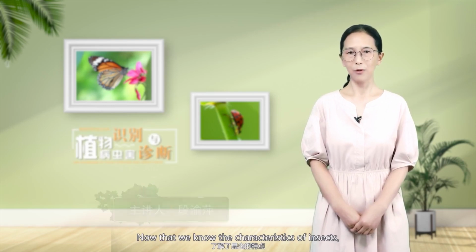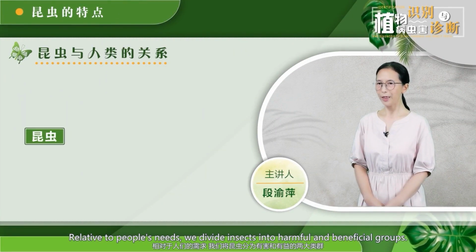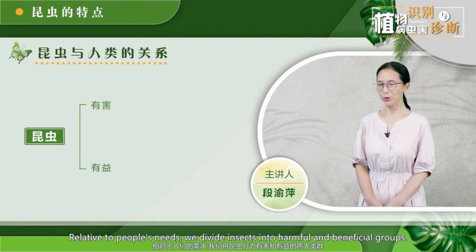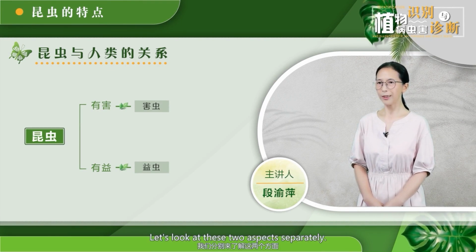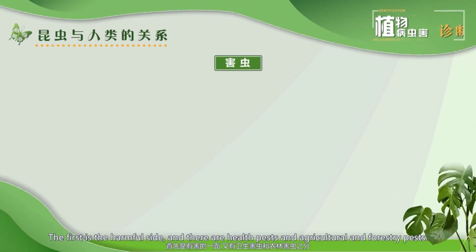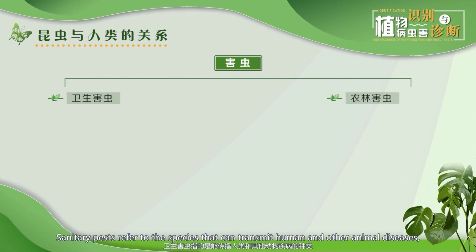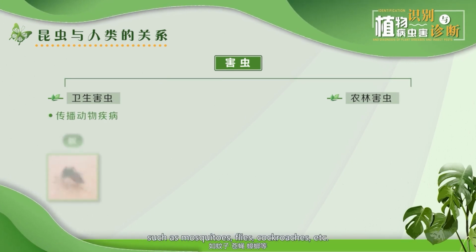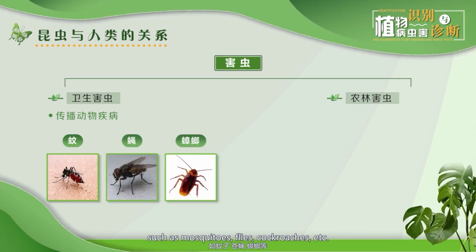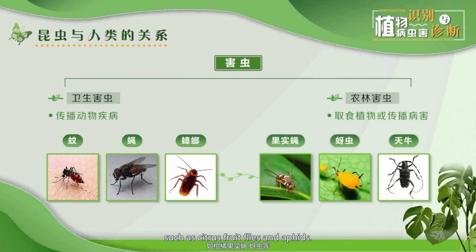Now that we know the characteristics of insects, let's look at how they relate to humans. Relative to people's needs, we divide insects into harmful and beneficial groups. That is, pests and beneficial insects. Let's look at these two aspects separately. The first is the harmful side, and there are health pests and agricultural and forestry pests. Sanitary pests refer to the species that can transmit human and other animal diseases, such as mosquitoes, flies, cockroaches, etc. Agroforestry pests refer to species that feed on plants or transmit plant diseases, such as citrus fruit flies and aphids.